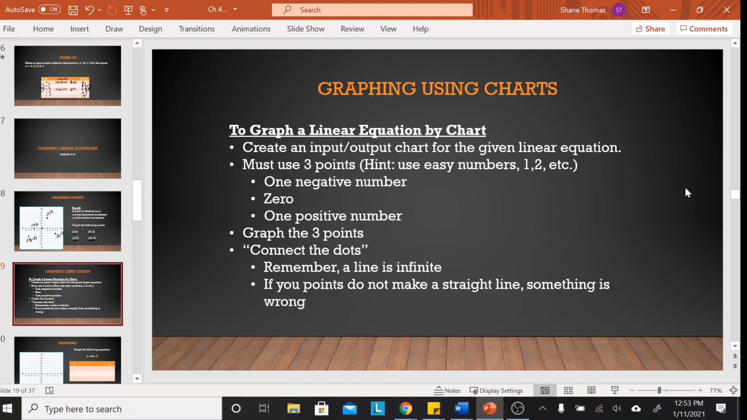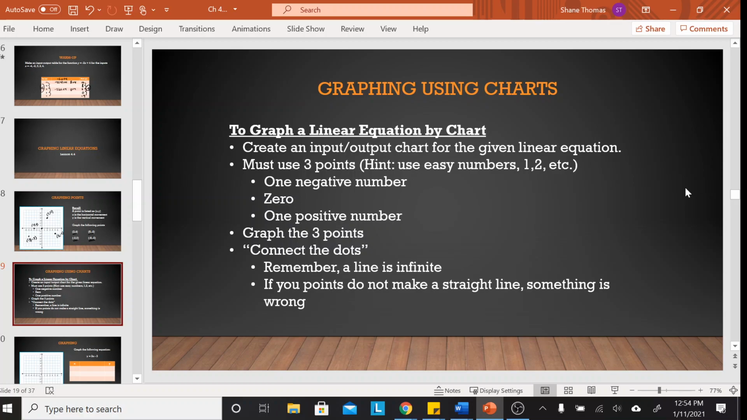Then you're going to plug those in to make your input-output chart. Then you're going to graph those 3 points, and then you just connect the dots. Now, I also want you to remember that a line is infinite, so you don't just want to connect the 3 dots and stop. Your line has to go all through all 3 dots. Then just put a little arrow on the end.